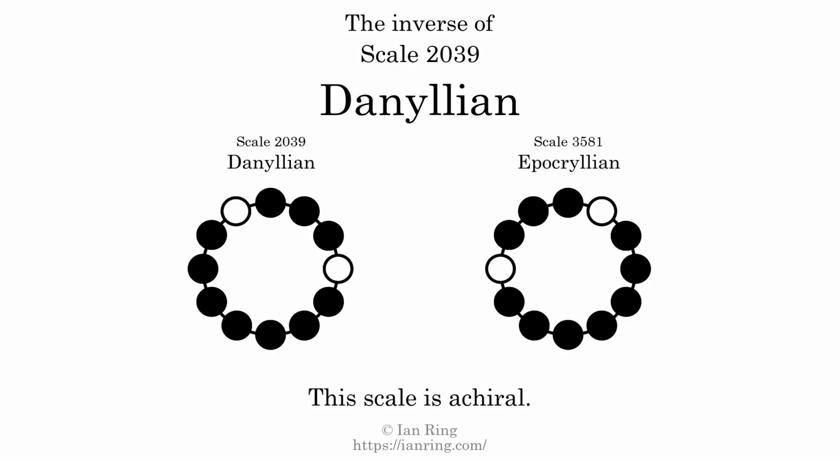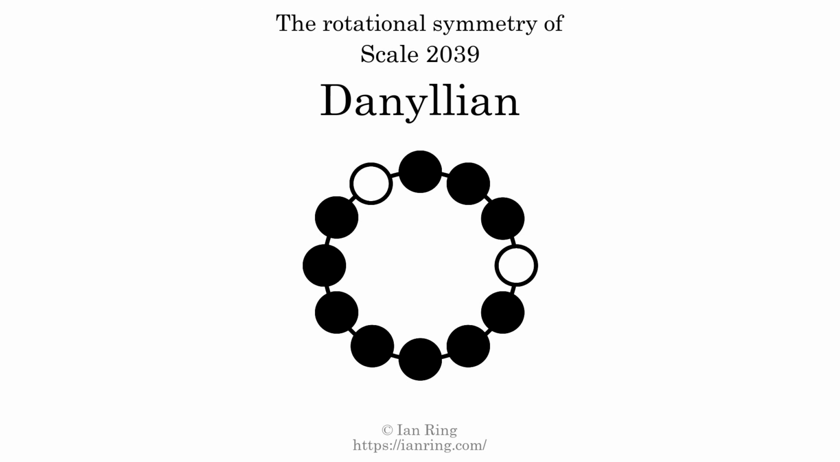The inverse of a scale is a mirror image. It is what you get when the sequence of intervals is reversed. The inverse of this scale is scale 3581, also known as epicrillion. This scale is achiral, since it can transform into its own reflection by a rotational transformation. This scale has no rotational symmetry.